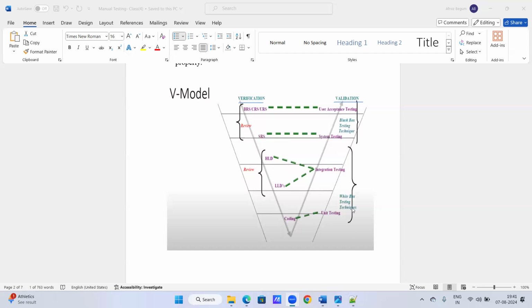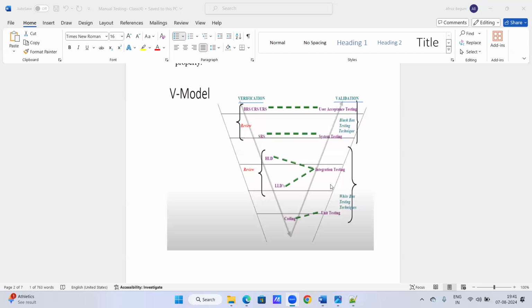Any idea? White box testing technique. No idea. Don't have any idea.